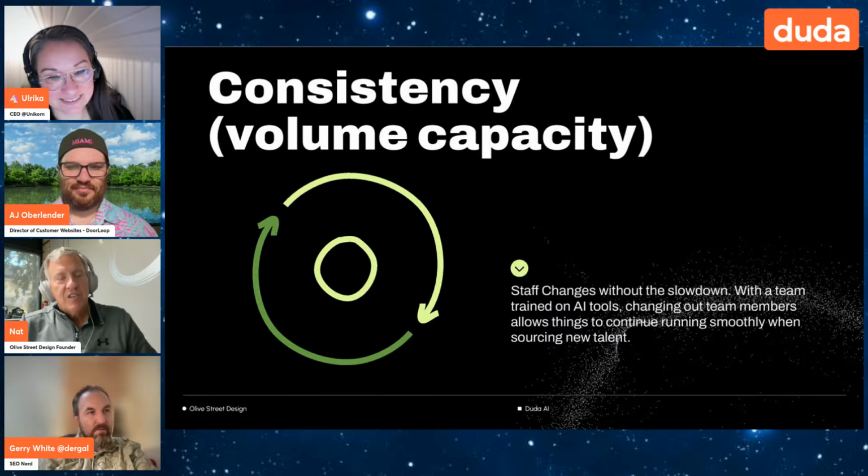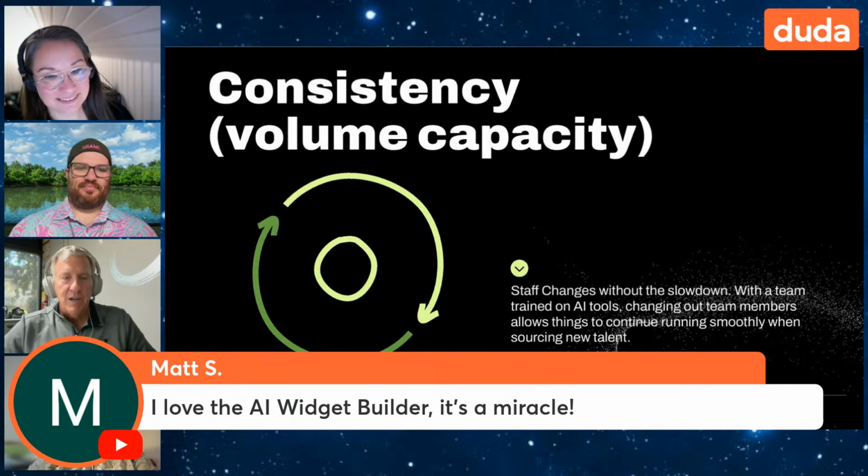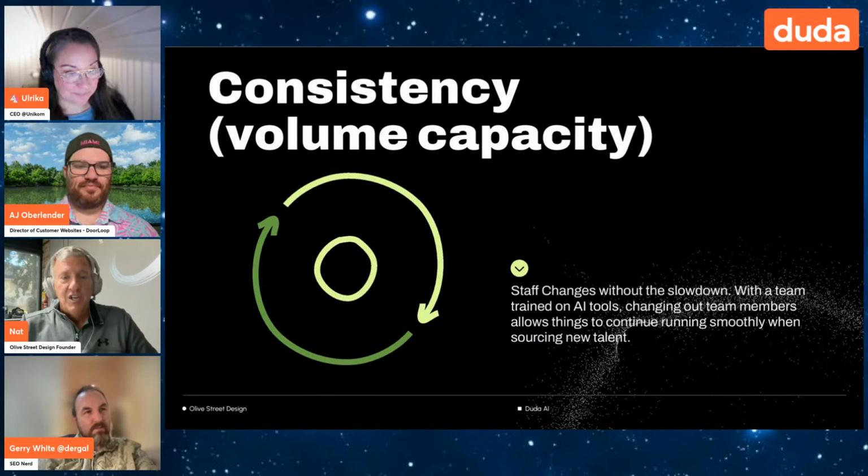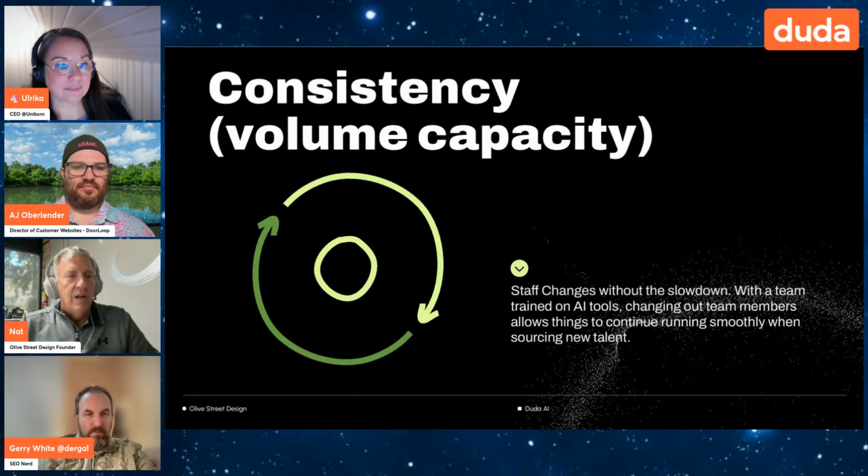Consistency. In consistency, we're talking about volume capacity. Staff changes without the slowdown. With a team trained on AI tools, which all of our team is now, changing our team members allow things to continue running smoothly when sourcing new talent, or one dev gets overloaded. We just stick another one in there, and voila, they can work on it.